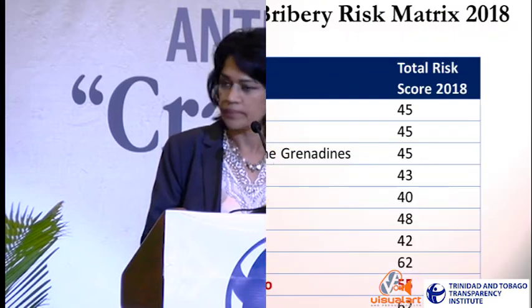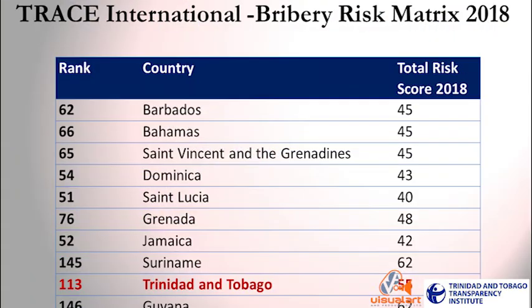And let's look at another international indicator. TRACE International Bribery Risk Matrix. And this TRACE measures the business bribery risk in 200 countries. And this is a free tool that compliance professionals usually use in order to assess the level of business-related bribery risk in countries where they operate. And again, we have the countries, most of them doing better than Trinidad and Tobago.